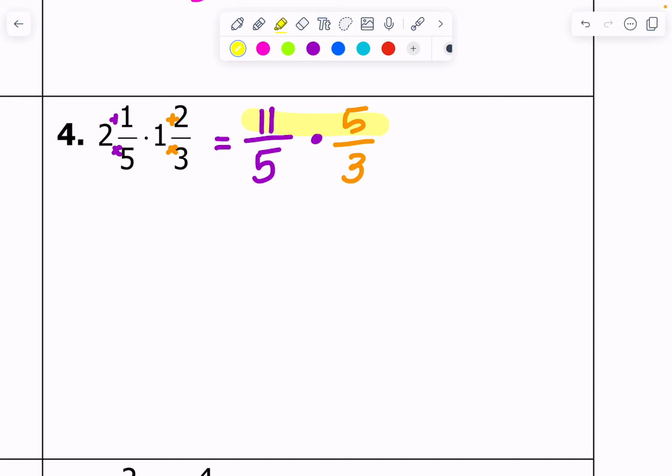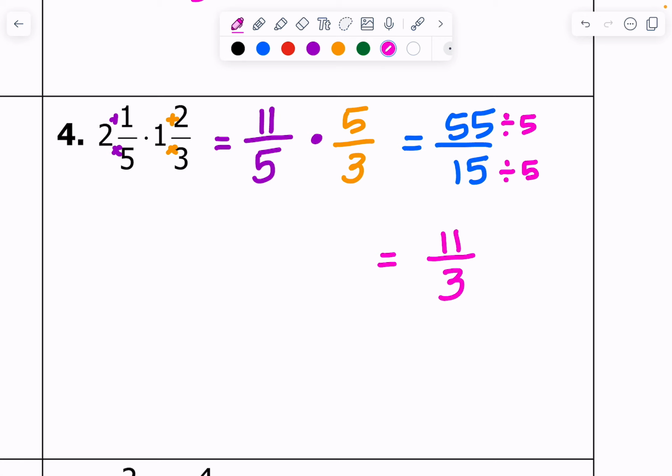I'm going to go ahead and multiply my numerators to get 55. Multiply my denominators to get 15. And I know both of these are divisible by 5. So when I reduce, we get 11 over 3. But hey, we cannot leave it like this because it's an improper fraction. So we need to change to mixed number.